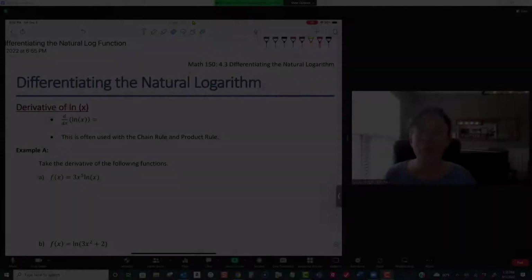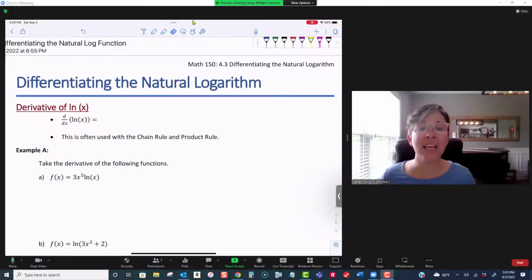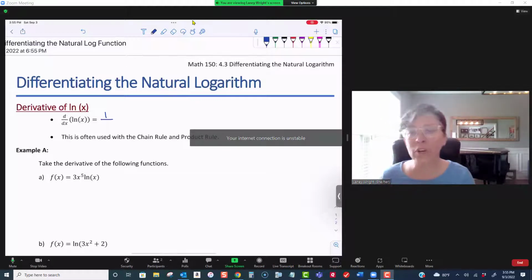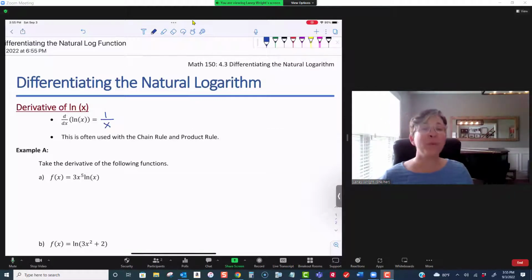Okay, we are ready for 4.3, differentiating the natural logarithm. So the derivative of the natural log of x is just 1 over x, 1 over its argument. But remember, you can take the natural log of another function. So we may need to use the chain rule, sometimes the product rule. So you just have to determine where is that natural log and how is it being used.